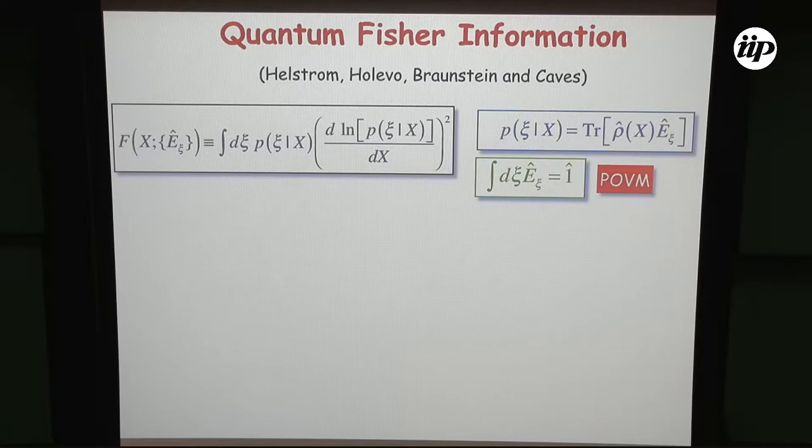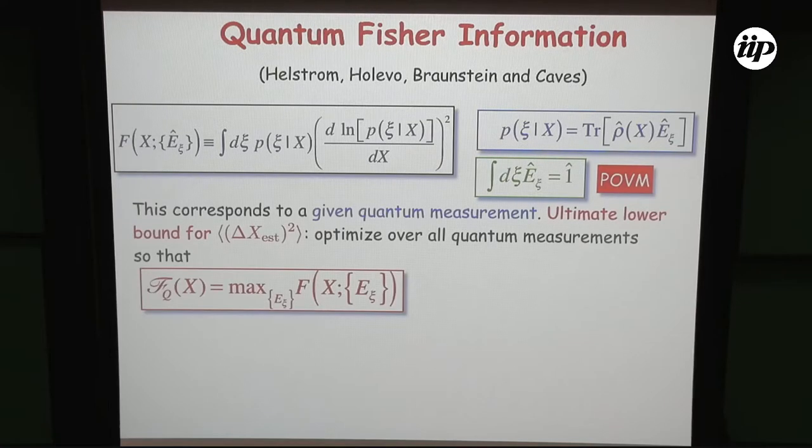Now, let's try to make this more precise by introducing the quantum Fisher information. Now, the definition of quantum Fisher information is actually the same as in the classical case, so it's just given by this expression here. However, this probability of getting some experimental result psi if the value of the parameter is x is now given by the quantum mechanical expression in terms of the density matrix of the probe multiplied by some operator here, which quite generally is a POVM. So in a simple case it could be just the von Neumann projection operator.